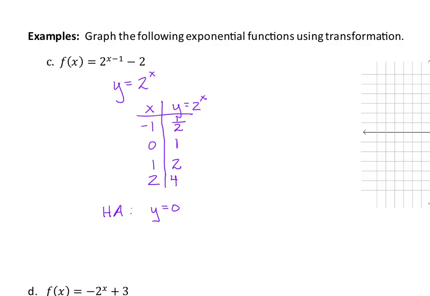Okay, so what we have inside our exponent, we have a -1. Because this is inside the function, this is horizontal. It is a shift. And we do the opposite of what it says. And so for this one, we want to go to the right. This means that all of my x's, I want to add 1 onto them.